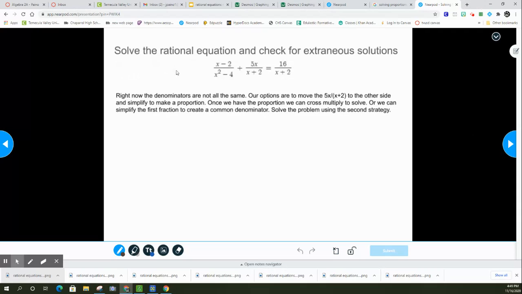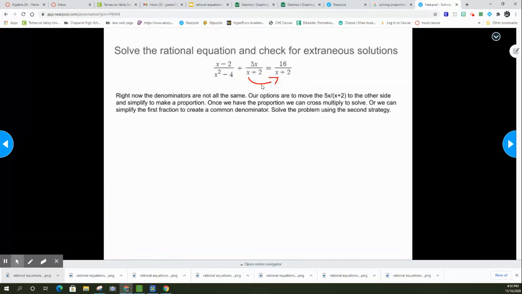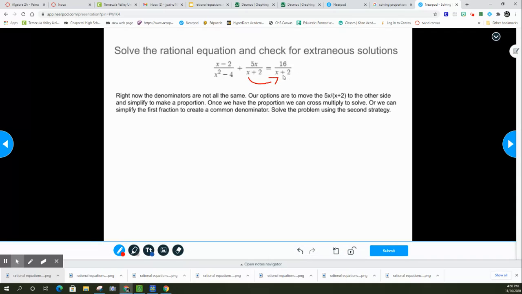All right, so here we have another rational equation, but now I don't have common denominators. So I have a couple options here. If I wanted to, I could move this over here. I could subtract it to the other side because those do have common denominators. And then I could combine those to be 16 minus 5x over x plus 2. Then I have a proportion. Then I could cross multiply.